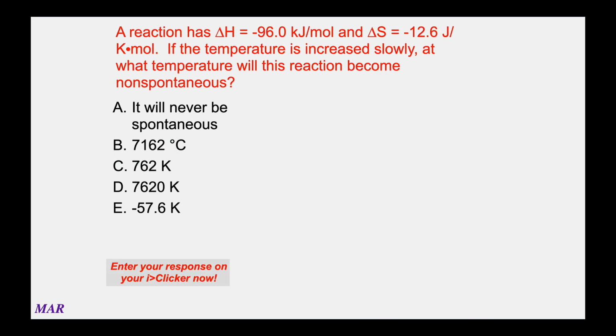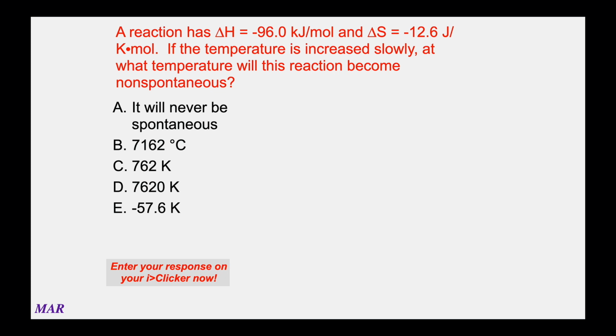In this reaction, we have delta H negative 96.0 kilojoules per mole and delta S negative 12.6 joules per mole Kelvin. If the temperature is increased slowly, at what temperature will this reaction become non-spontaneous? And there's 5 possible answers there. One of them doesn't make any sense.